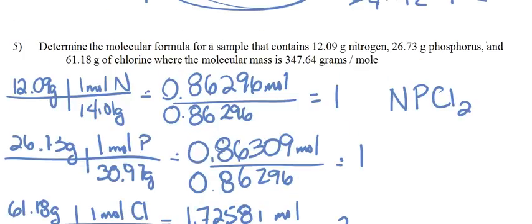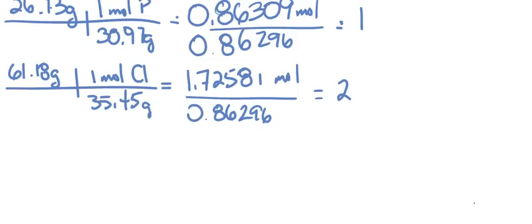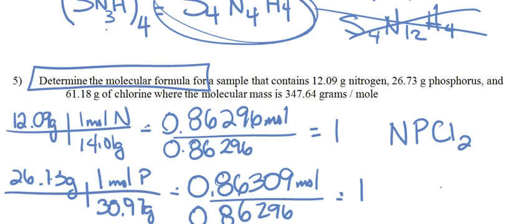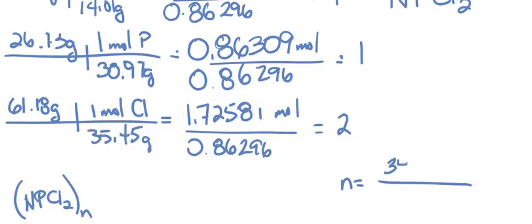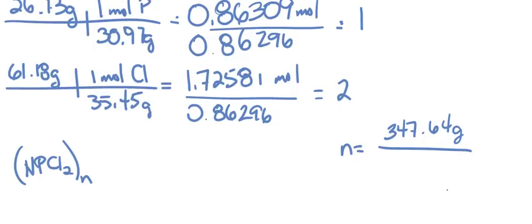Okay, so we did the first part. So we calculated the empirical formula, so we need to find out what the molecular formula is. Even though it didn't tell us to find the empirical formula in this question, it says determine the molecular formula. There's no way we can find the molecular formula until we find the empirical formula. Okay, so we have our NPCl2. And we need to find out what our multiplier is. Okay, so the molar mass, molecular mass is always given. Here it is, 347.64 grams per mole. And we need to find out what this is.